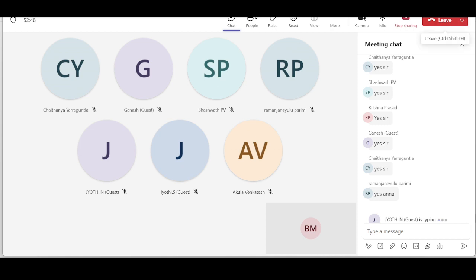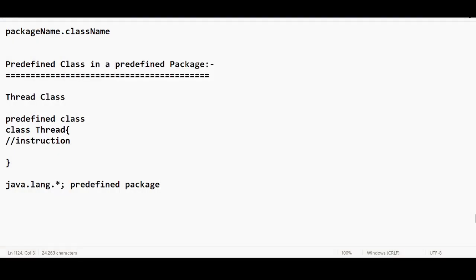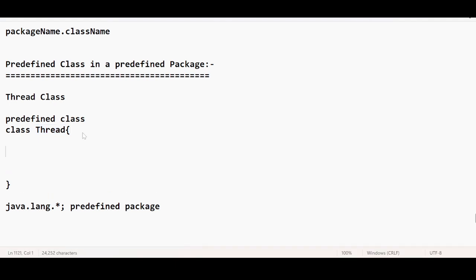Okay, let's proceed. So in the predefined package, in a predefined class, there are three static variables. Public static final int MIN_PRIORITY equal to 1. Don't worry about this code. This is the code written by the Java people.